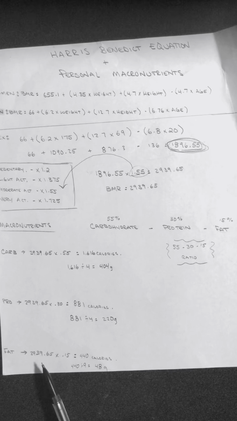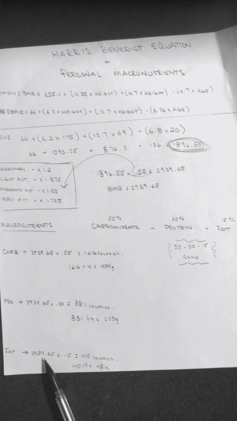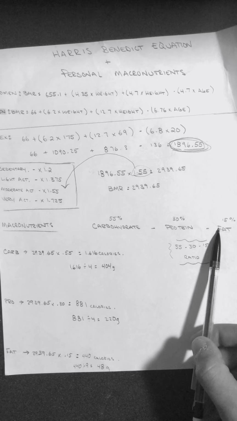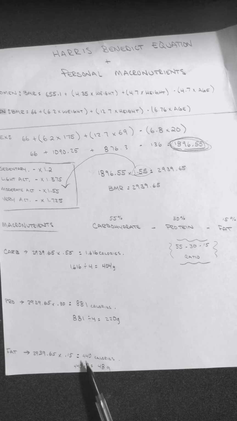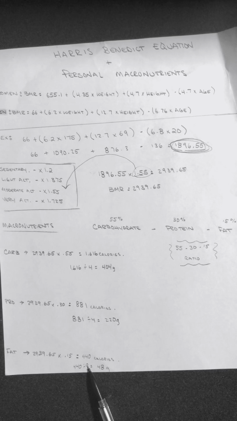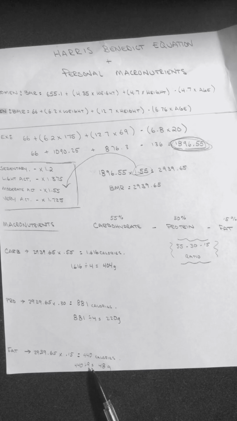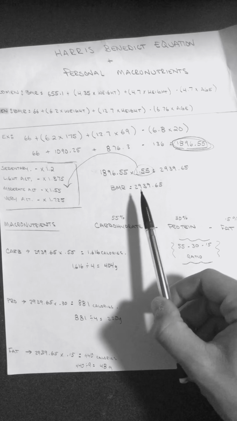Onto the fat, slightly different but the same concept. 2,939.65 times 0.15 equals 440 calories. Now there is 9 calories per gram for fat, so we do 440 divided by 9, which gives us 48 grams.